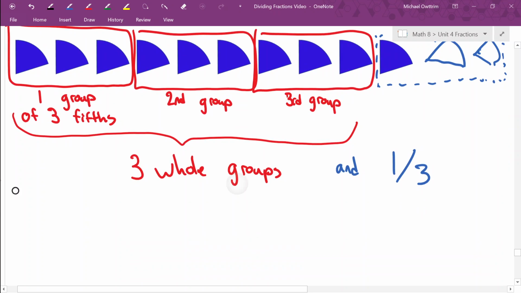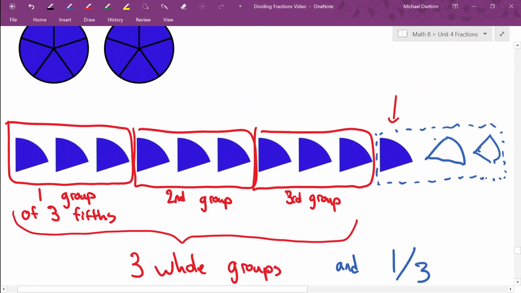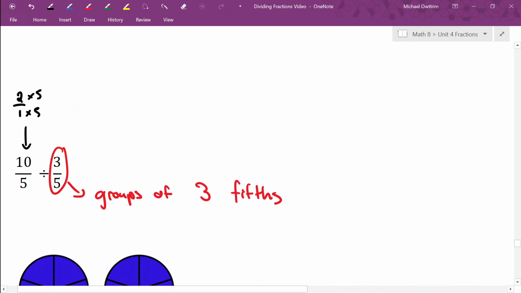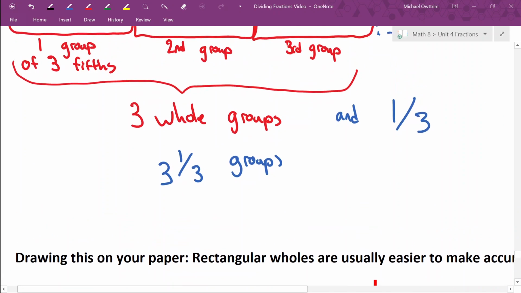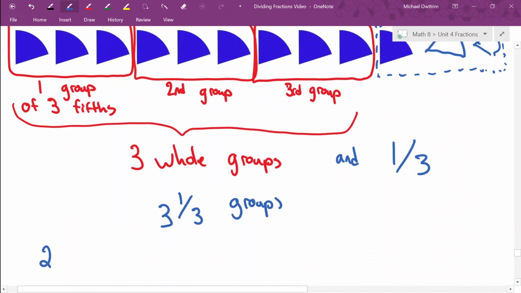And so we could say altogether as a mixed number, we have 3 1/3 groups. And therefore we could conclude that our original division statement, which was 2 divided by 3/5, is equal to 3 1/3. 3 1/3 is 10/3, obviously. Yeah, 3 times 3 is 9, plus 1 is 10.